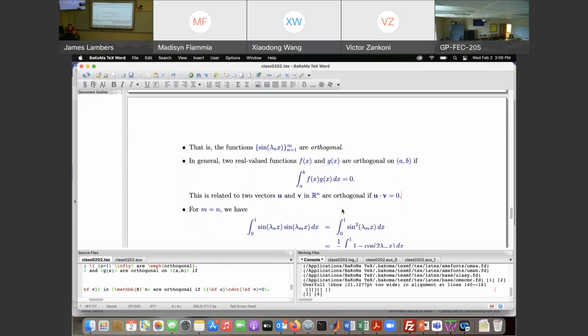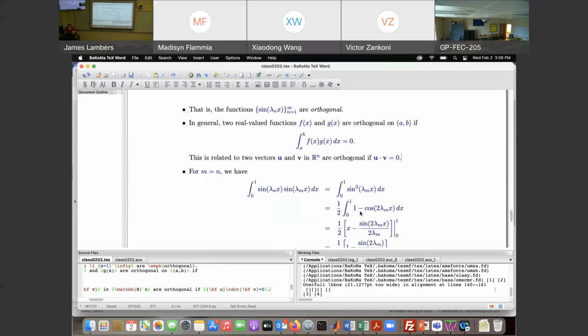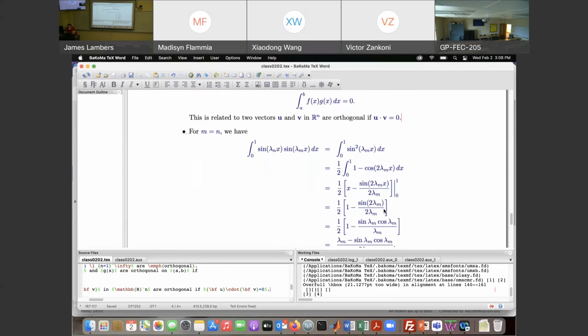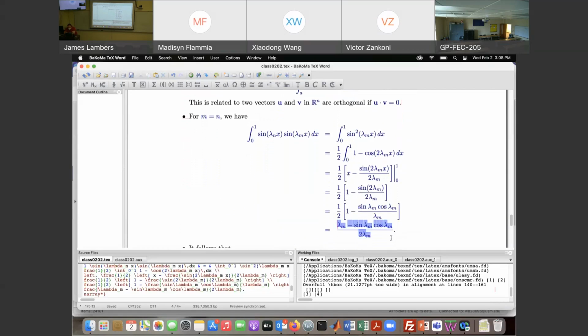Okay. What about the case m equals n? So now we have sine squared of lambda mx. So here we use a different trig identity, a half angle formula, also found to be useful in many situations. So now I have something that I can immediately integrate. So I go ahead and do that and simplify as much as I can. And I wind up with this.